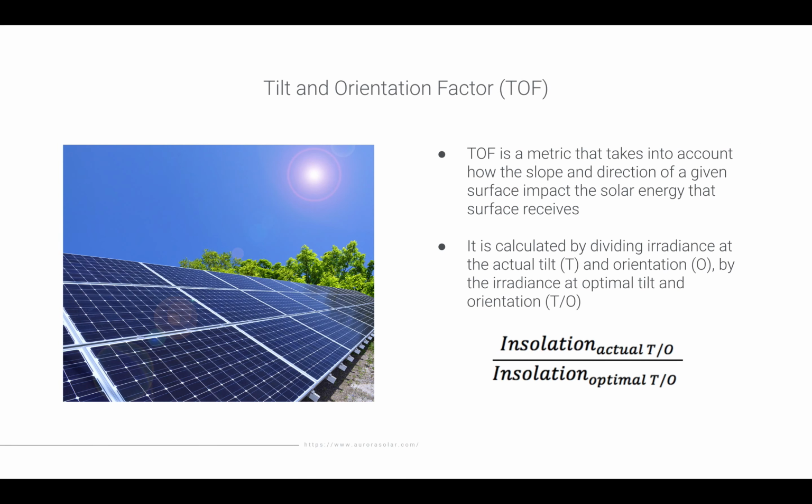Now, TOF, or tilt orientation factor, is a metric that takes into account how the slope and the direction of a given surface impacts the solar energy that the surface receives. The specific tilt and orientation that maximizes the solar energy reaching a surface varies depending on latitude. Like solar access, TOF is a percentage that expresses actual conditions compared to optimal conditions. TOF is calculated by dividing the solar energy available at the actual tilt and orientation of the surface by what would be available at the optimal tilt and orientation.